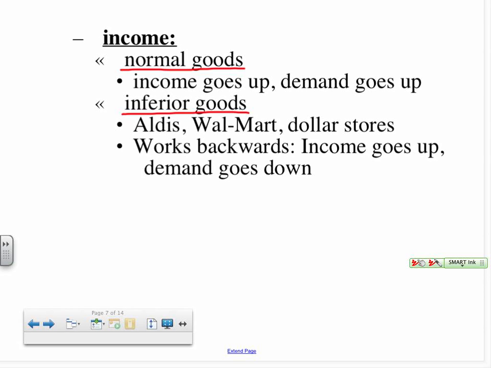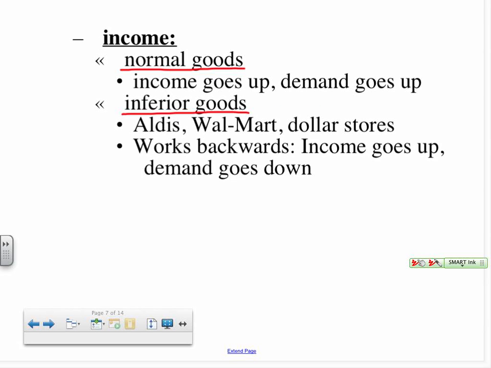If all of a sudden I have more money, if I get a $10,000 raise, I'll probably demand more items. I'll buy more shoes, I'll buy more things for my house, I'll go to eat more. And so when people's income goes up, demand goes up. Inferior goods, it works backwards.